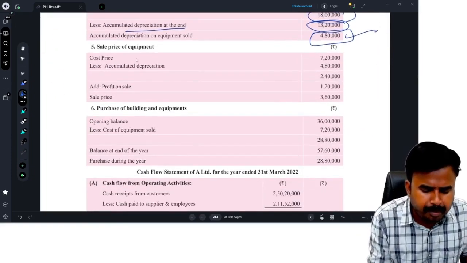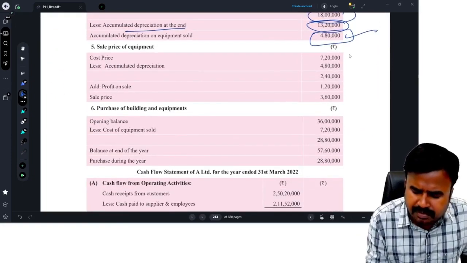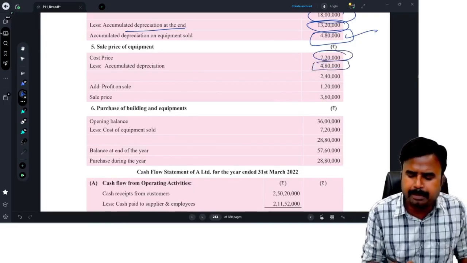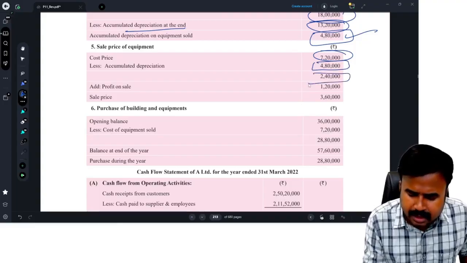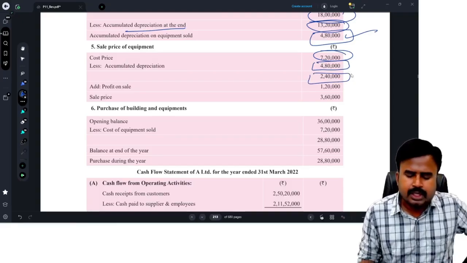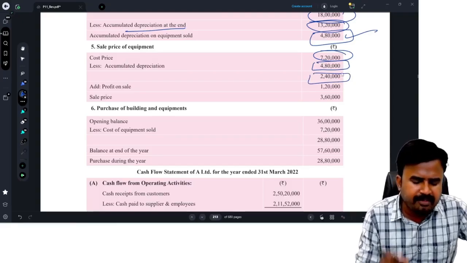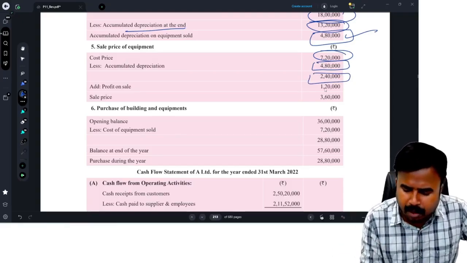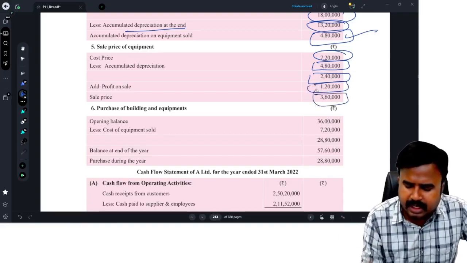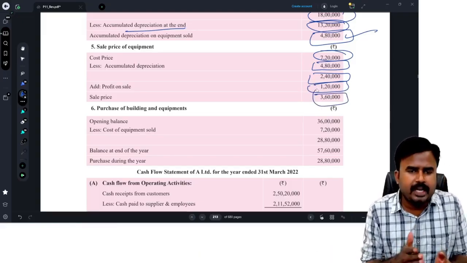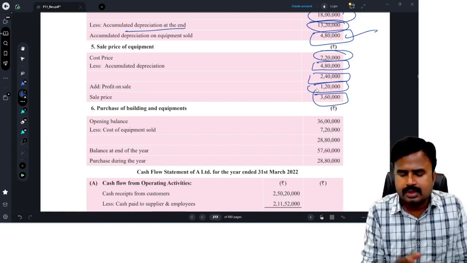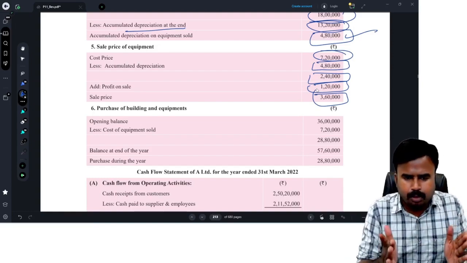Now, the sale price of equipment. You know that the cost of the asset which was sold is 7 lakh 20,000. On that, I have provided 4 lakh 80,000 accumulated depreciation. So the book value of the equipment sold is 2 lakh 40,000. It was sold for a profit of 1 lakh 20,000. If you add profit to your book value, I get the sale value, 3 lakh 60,000. When the sale value is more than the book value, that results in profit.